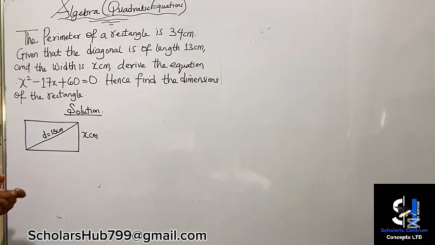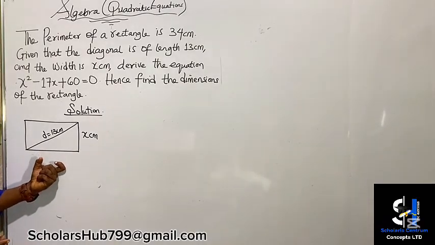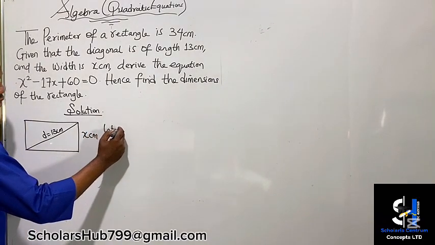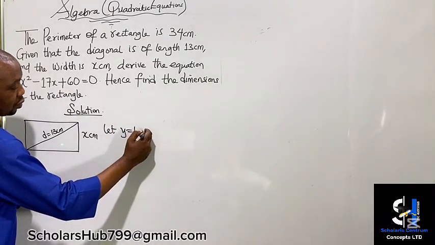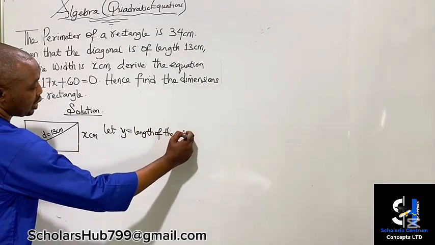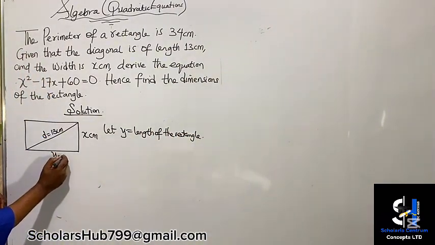So we can choose a letter from the alphabet to represent the length of the rectangle. So we can say let y equal the length of the rectangle. So this will be y centimeters.